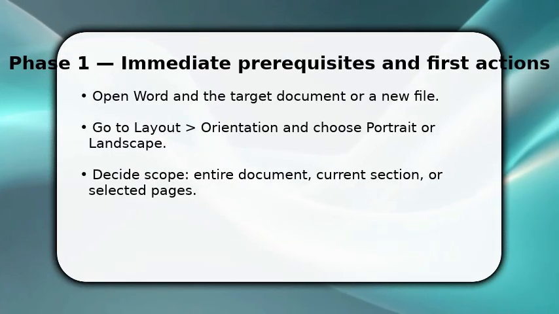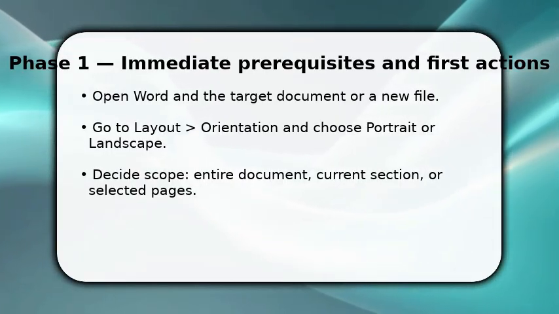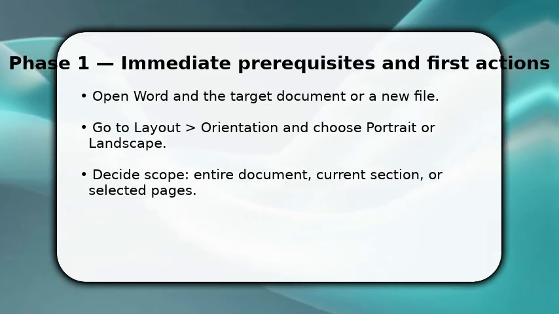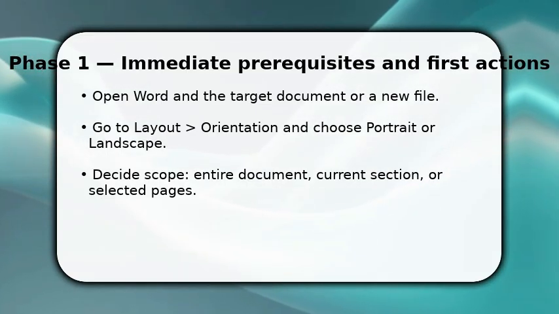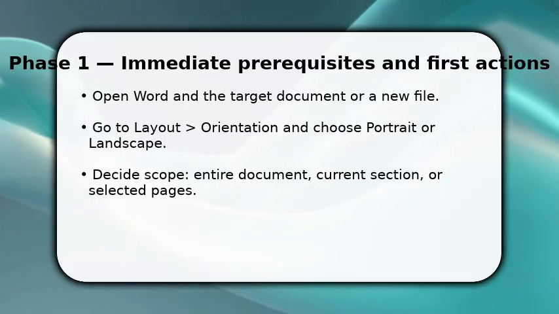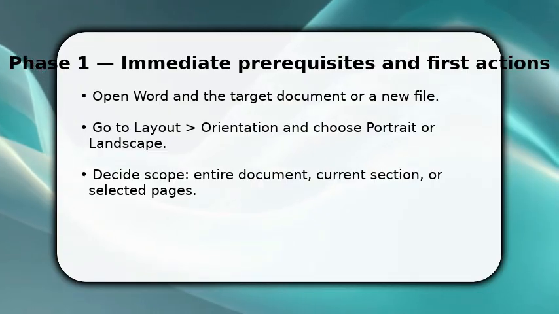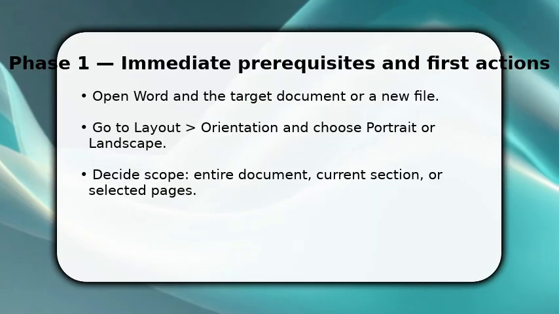You start by opening the document and confirming which pages change. Choose Layout, then Orientation, pick Portrait or Landscape depending on your goal. If you need just part changed, insert section breaks first. Next page works best, so Word treats regions separately. Once done, apply orientation to the active section.